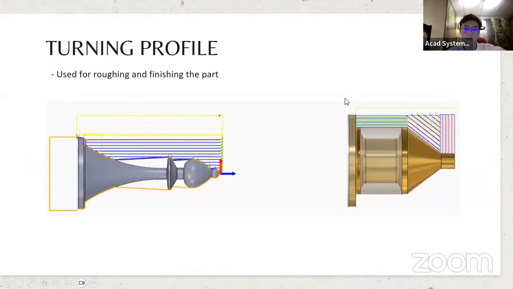So first one, turning profile. Turning profile is usually used to get the outline of your model. Often for turning, you start with a cylindrical part and then you use turning profile to just get the outline of it, but it is very rough without any proper finishing. Turning profile actually has two types. One is turning profile roughing and another is finishing.